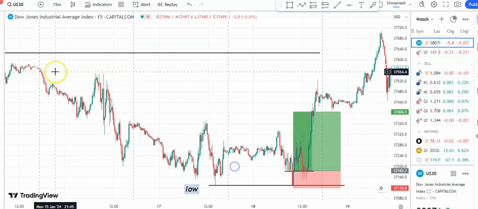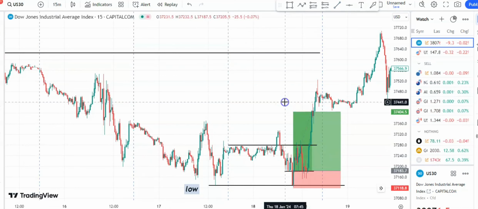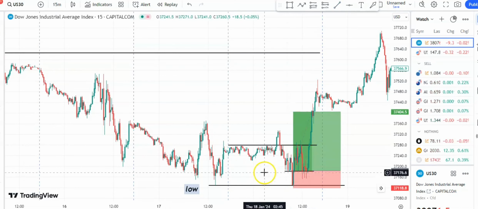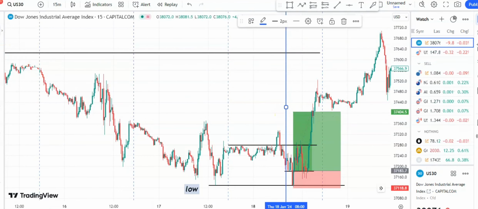So on this trading day, what I am looking for is an opportunity to buy at the low of the day. Now the low of the day, price came back to that level in our timing window from 8 to 11.